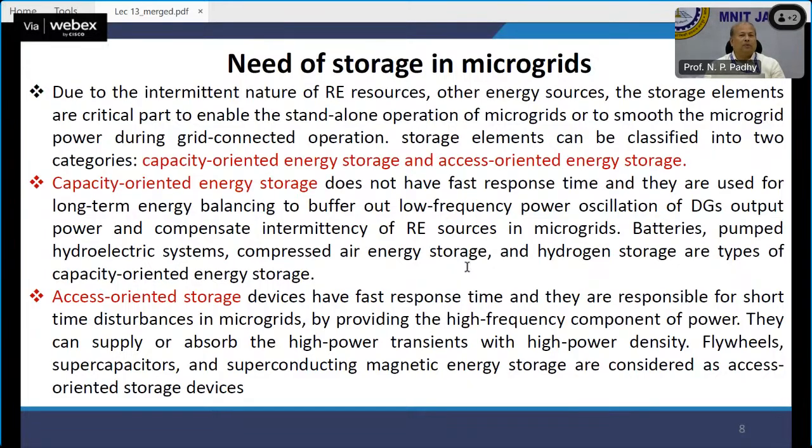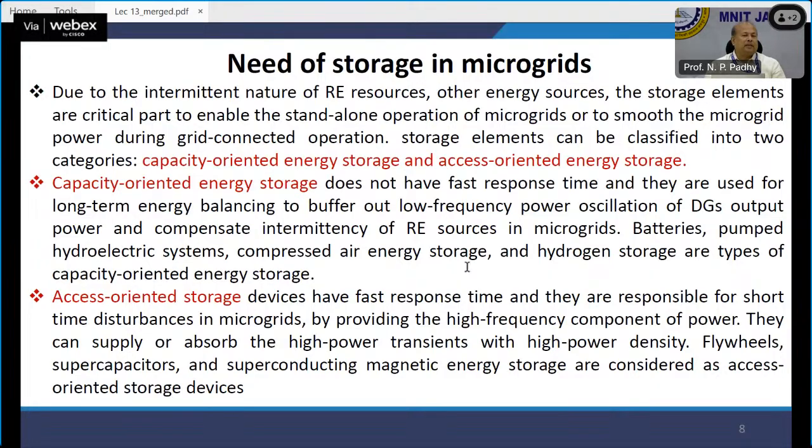However, when I talk about access-oriented storage, these devices have fast response time, meaning very quickly, and they are responsible for short-term disturbances in the microgrid. By providing the high frequency component of power, they can supply or absorb high power transients with high power density. Flywheels, supercapacitors, and superconducting magnetic energy storage are considered to be access-oriented storage devices.